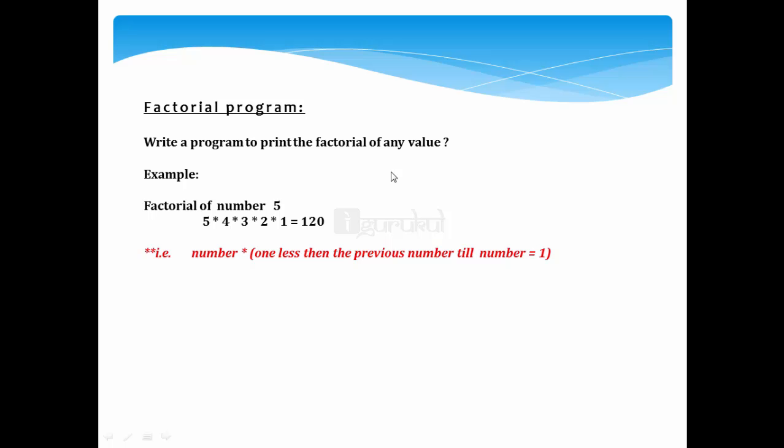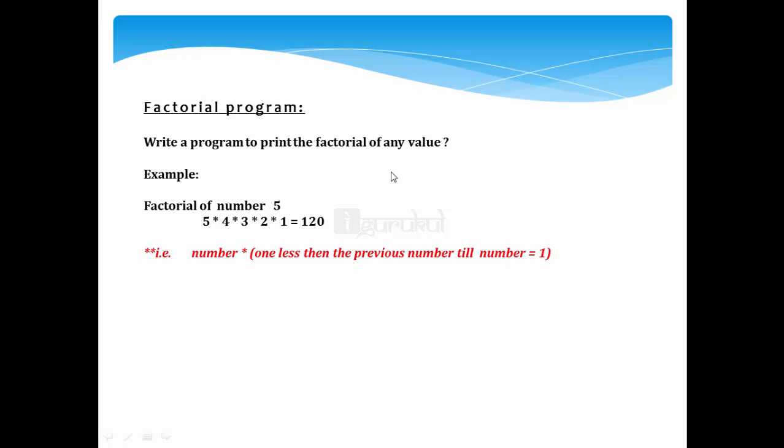Suppose you have to print the factorial for the number 5. What you need to do is start with the number for which you have to take the factorial. In this example, we are taking 5. You have to write 5 and then decrease the value by 1 each time till it reaches 1, and multiply them with each other.